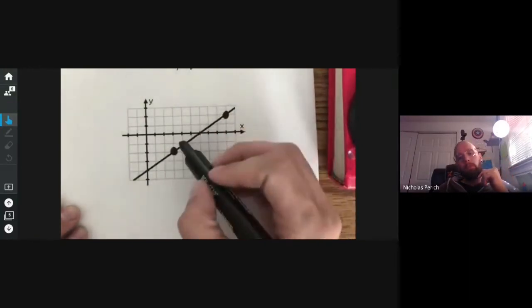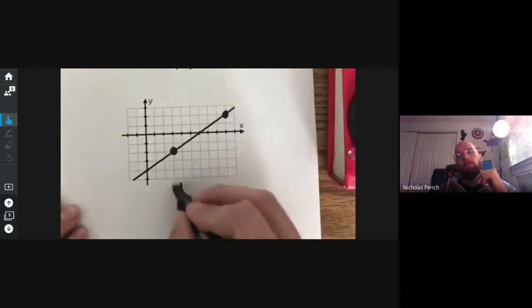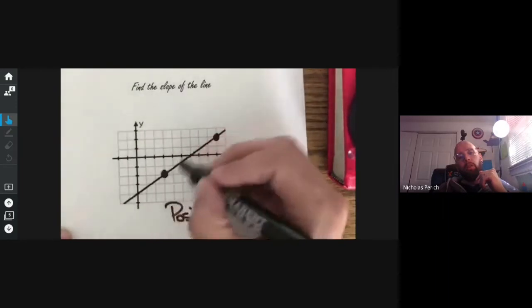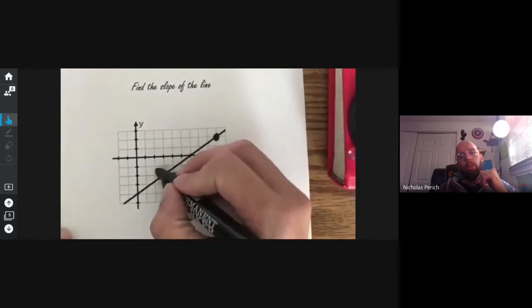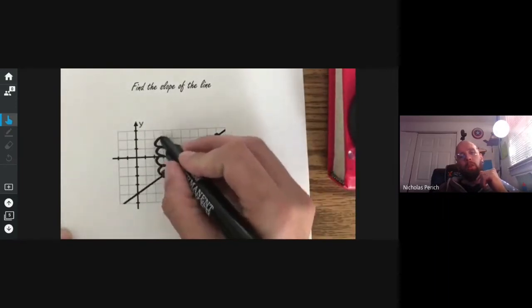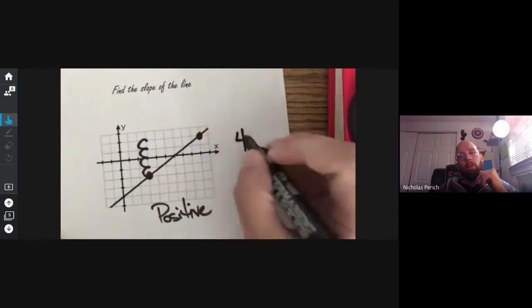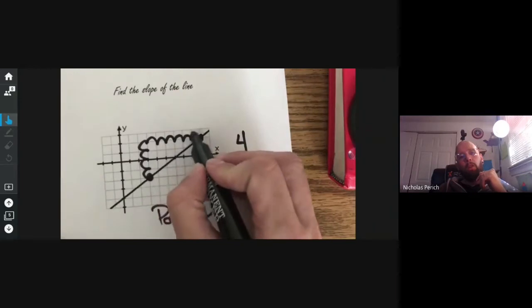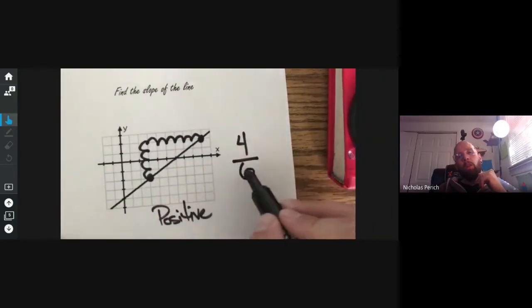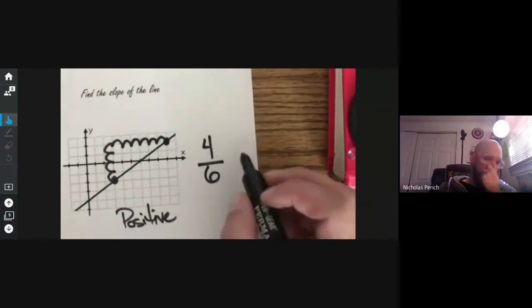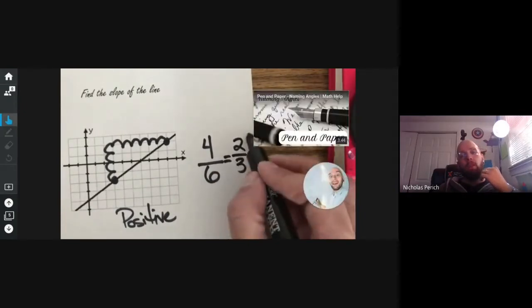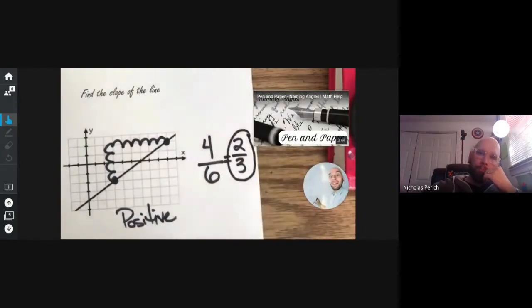Since this line is going up and to the right, it's a positive slope, so I'm going to make a note of that. If I go from this point to this point, I rise 1, 2, 3, 4. So my rise is 4. My run is 1, 2, 3, 4, 5, 6. Those are both even numbers, so I know positive 4 over 6 simplifies to positive 2 over 3.